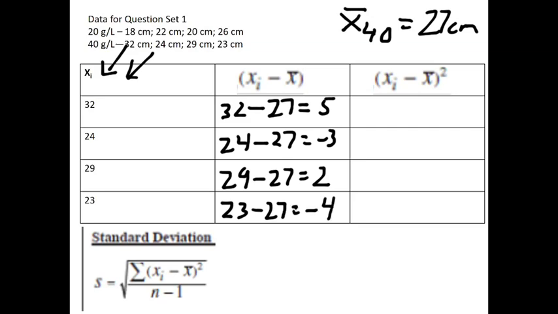Now we need to go through and square those values. So we're going to take 5 squared, get 25. We're going to take negative 3 squared and get 9, positive 9. 2 squared gives 4. And negative 4 squared, we're going to end up with positive 16.